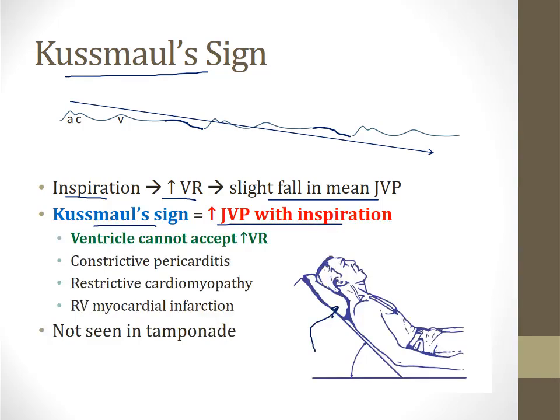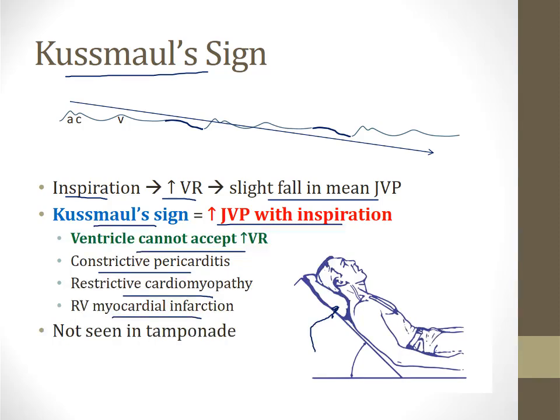This is abnormal. And this happens in pericardial constriction because the ventricle cannot accept the increase in venous return. The right ventricle is surrounded by a calcified sac and it can't expand to accept the venous return, so instead the pressure in the right atrium rises, and you can see that when you examine the neck. This is seen in constrictive pericarditis. It's also seen in restrictive cardiomyopathy, and you can rarely see this in a right ventricular myocardial infarction.